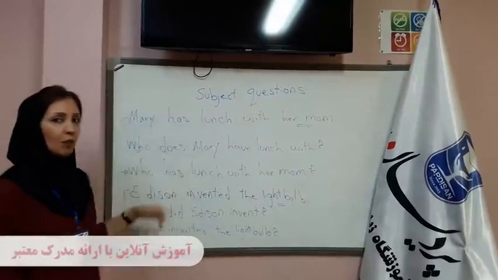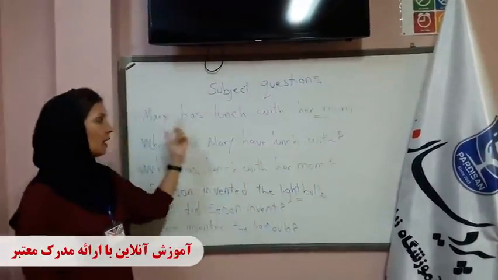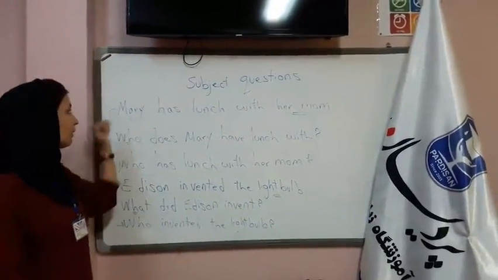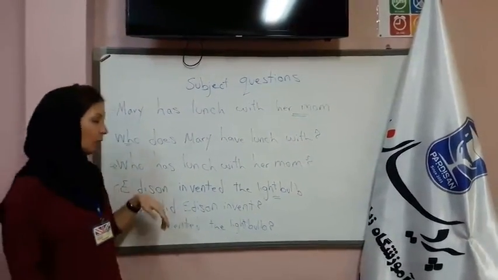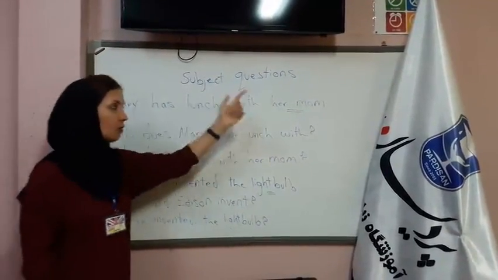Her mom is the object of this sentence. Who does Mary have lunch with? Mary has lunch with her mom. Another question, this time who instead of Mary. Mary is the subject of the sentence. Who has lunch with her mom? Mary has lunch with her mom.